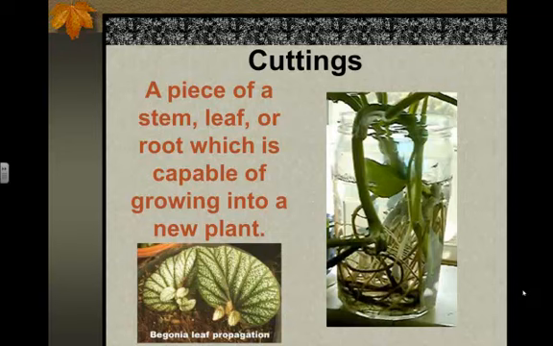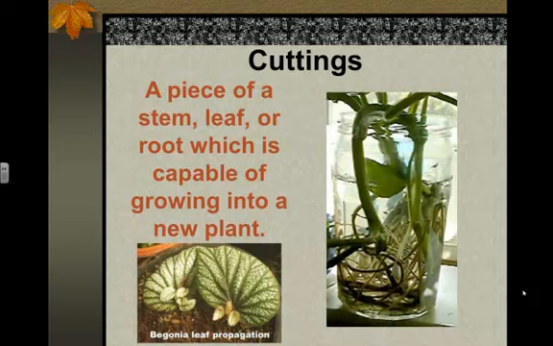So with cuttings, you just cut off the leaf, as you see in the lower left hand. That's begonias. You just cut off a leaf, put it in some soil, give it the right temperature and moisture, and it will grow into a whole new plant. As you can see, there are some new leaves sprouting out there. Or you can take a plant, and I've done this a lot with my philodendron plant, where a piece of it breaks off. I stick that piece in water and let it sit there.